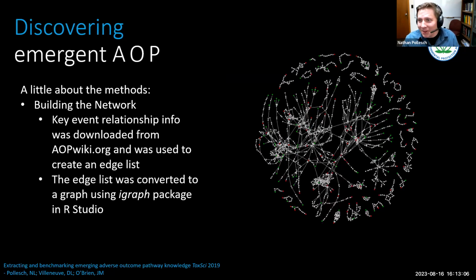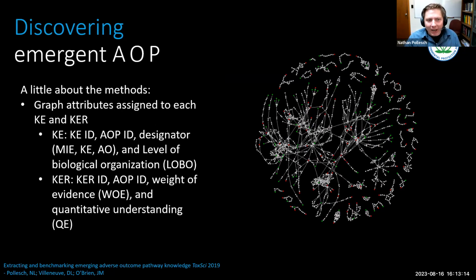This is a very old image of the AOP wiki at the time that we did it, just to give an idea of what the AOP wiki looks like as an entire network. So what are the attributes we pulled out at the time? In our code, we're using information from the AOP wiki, such as the key event ID, the AOP ID, the designator, the level of biological organization. In terms of the KERs, we're pulling out the KER ID, the AOP ID associated with the KERs, weight of evidence, and the quantitative understanding.